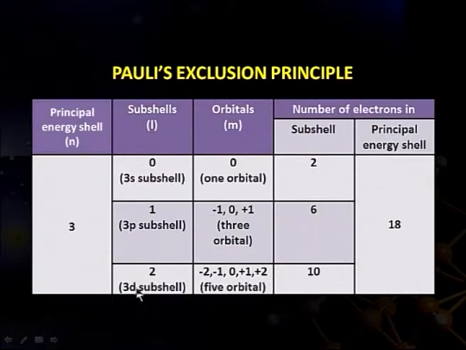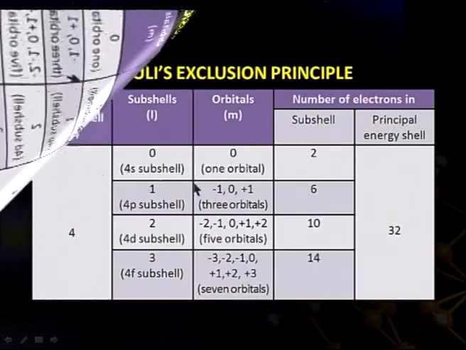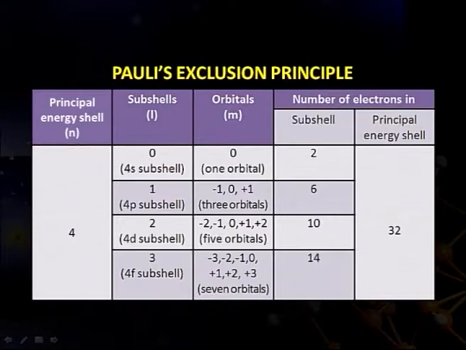In this way, it can accommodate 10, and the total in the principal energy shell will be 18. Now, if the principal energy shell value is 4, then the subshell 4s orbital will comprise only these 2 electrons. The orbital m value will be 0 and the subshell will be 2.